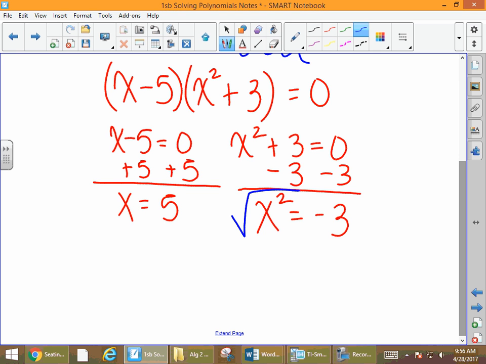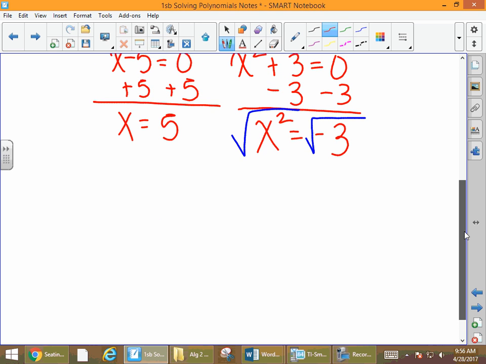And if we square root x squared, then we need to square root negative 3. Well, we get x. Square rooting and squaring again cancel each other out. Over here, we're going to simplify. Negative 3 is the square root of negative 1 times the square root of 3. Well, what's the square root of negative 1? i. So this is going to be x equals i times the square root of 3. Can we take the square root of 3? No, it's irrational.